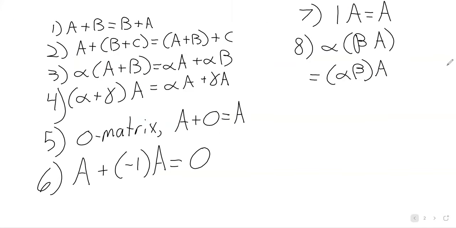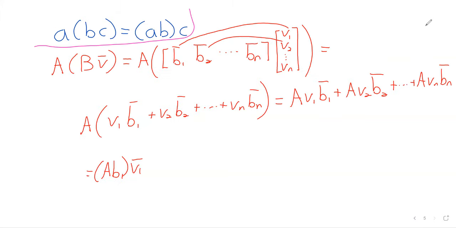I always sort of think of it as an afterthought, but we're using this property. So A, B2, v2, plus A, Bn, vn. Does this all seem right so far to everyone?